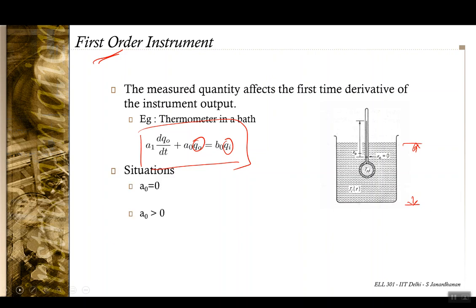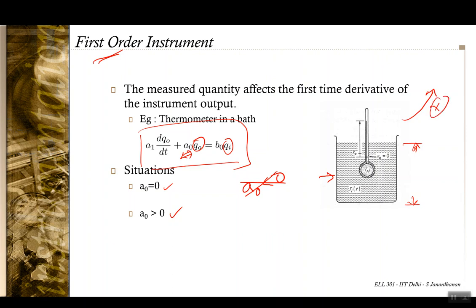And now there can be two sets of situations. One is when the constant associated with Q0, A0, is equal to 0, or the constant is greater than 0. Note that we are not considering the A0 less than 0 case, because that will lead to a situation where, for a finite value of input, the output just increases exponentially, and that is an impractical scenario.